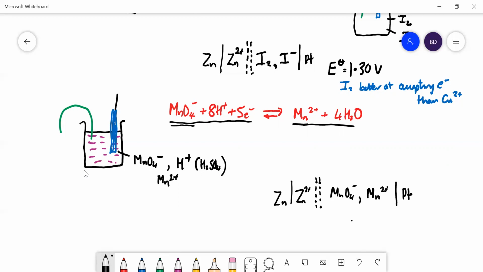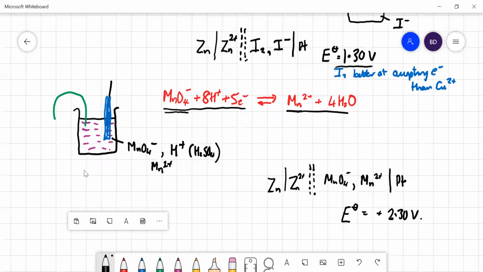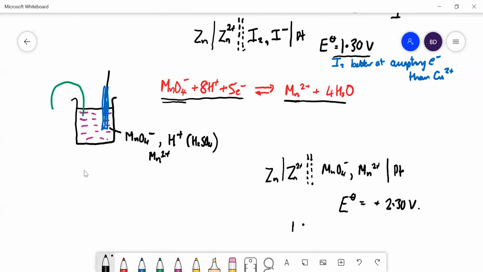Okay. Now, when we did the E cell of that one, you would find that that is really a big voltage. That is plus, I should have said plus there as well, 2.30 volts. So you get a much bigger voltage when you use the manganate compared to the iodine. Yeah, the iodine is 1.3. It's a whole volt better. So that tells us that the manganate is a much better oxidizing agent than the I2. And we can say it's better by a whole volt.